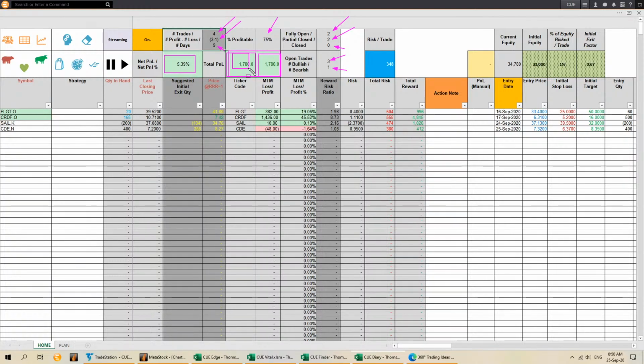That is 1780 as a percentage of initial equity. So I am currently having 5.39% profit over 9 days from 4 trades with 75% success rate. Now let me explain why we have two fields, total PNL and also mark to market loss profit.